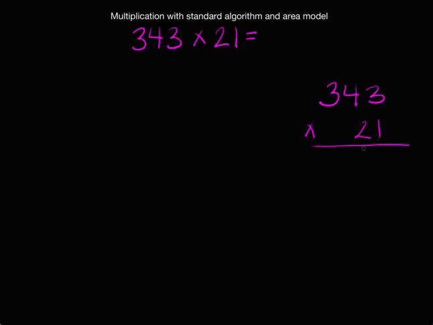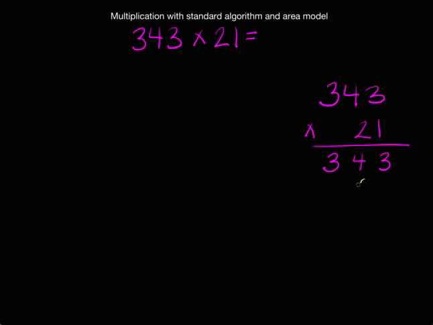And we'll start with the ones place. 1 times 3 is 3. 1 times 4 is 4, but it's really 1 times 40, so I'll put the 4 in the tens place. 1 times 3 is 3, but it's 1 times 300, so I'll put the 3 in the hundreds place. Next, multiply by the 2.